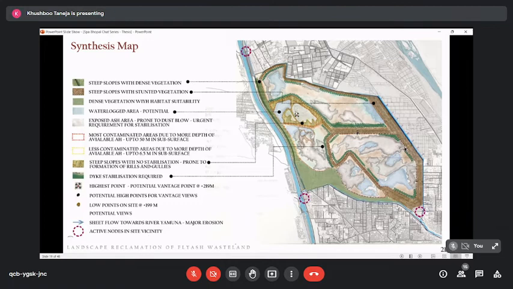Then we had one highest point, which was a potential vantage point, plus 219 meters, and the lowest point on the site was plus 199 meters. So there was a 20-meter difference along the slope of the site.